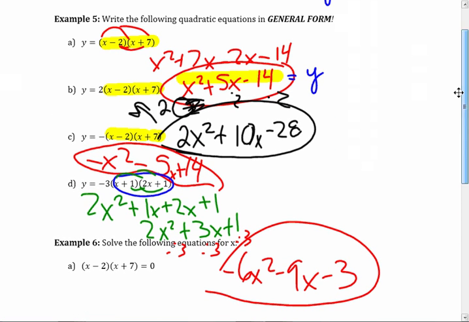Now, you guys should know how to do the bottom ones. That's looking for the x-intercepts, really, which is solving for x. A should be easy for you, but then I put some harder ones in there.